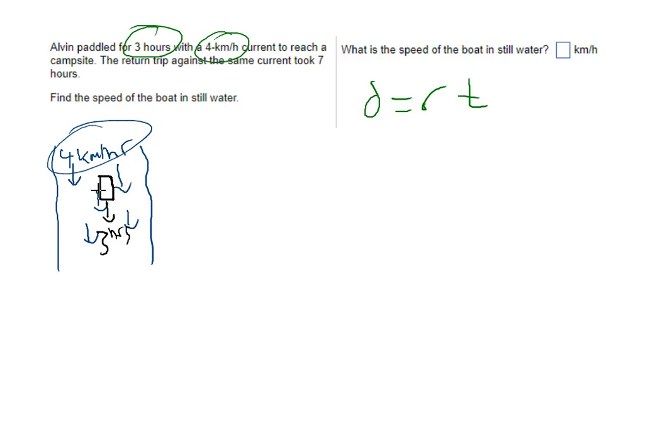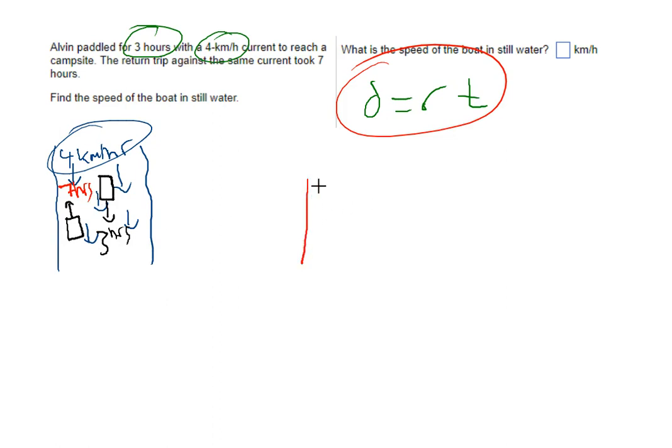Going against the current, so let's imagine the opposite direction. So here's his boat coming back against the current. He's slowed down by the current by 4 km/h. However fast he paddles, he's going to go 4 km/h slower because the water's pushing against him. And in this situation, it takes him 7 hours to make the same trip. All right, so 7 hours. So we have this one formula, but it applies to both of these scenarios here.